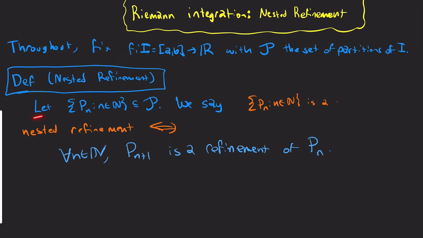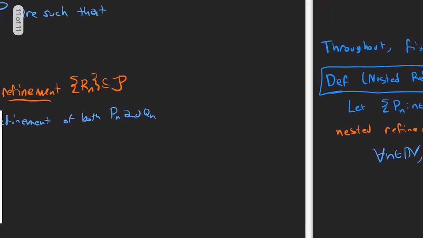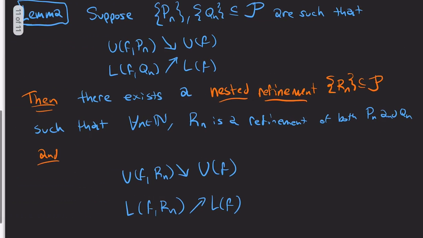So I'm going to take a sequence of partitions, and I'm going to say that sequence is what I'm going to call a nested refinement if, given any n, the next part of the sequence is a refinement of the previous. As you can imagine, we're going to use this definition in refining the mesh in a sequence that converges to what we call the Riemann integral.